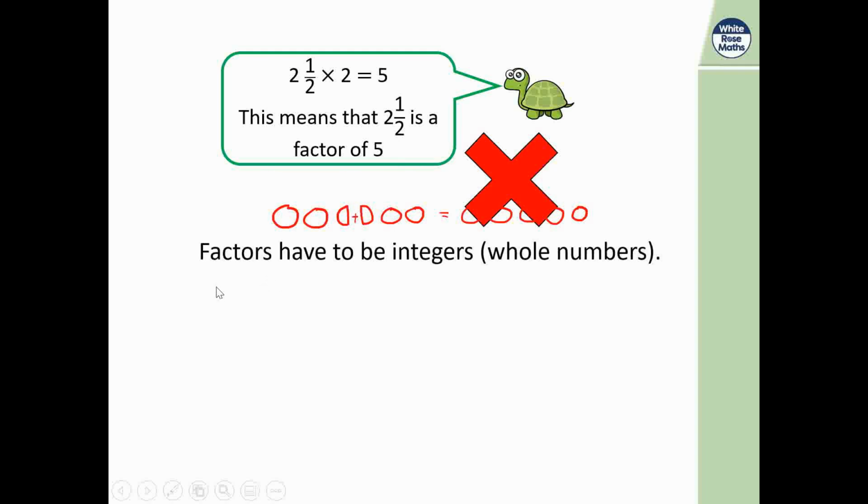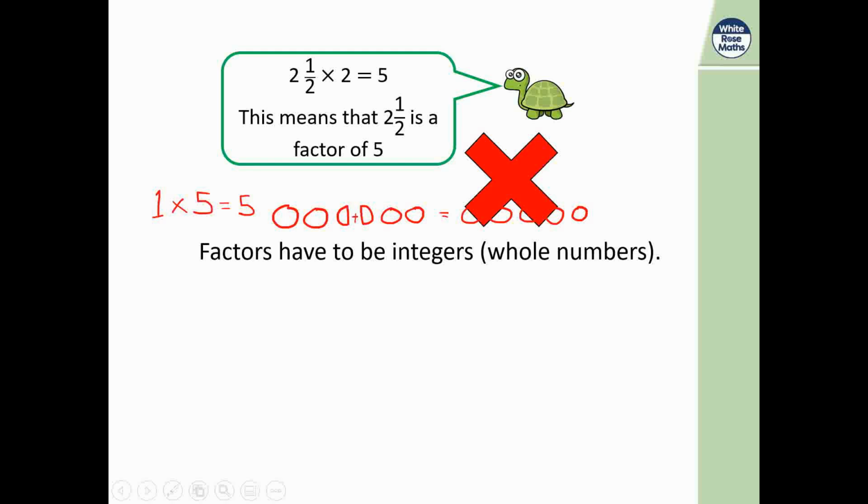Why is it wrong? Factors have to be integers, whole numbers. Okay, so they have to be whole numbers. 2.5 is not a whole number, is it? Yeah? 3 is, but the problem is 3 doesn't divide into 5. So what are the factors of 5? No, because 2 can't... Look, they've just shown you here. You have to multiply 2.5 by 2 to get 5. So 2 can't be a factor. Good, 1 times 5. So 1 and 5 are the only factors of 5.